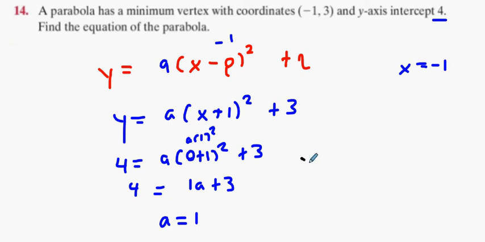So what's the equation, I mean? Y equals 1 into (x plus 1) squared, plus 3. Alright, good job.